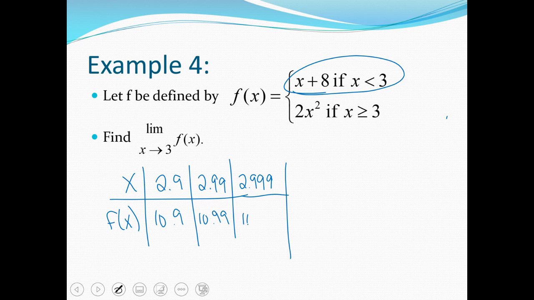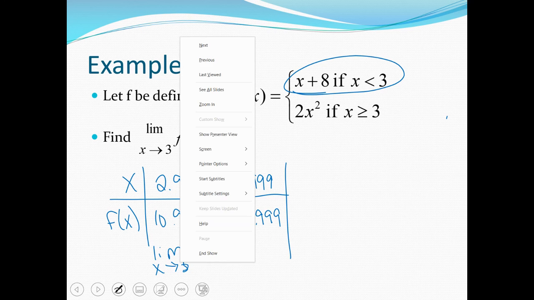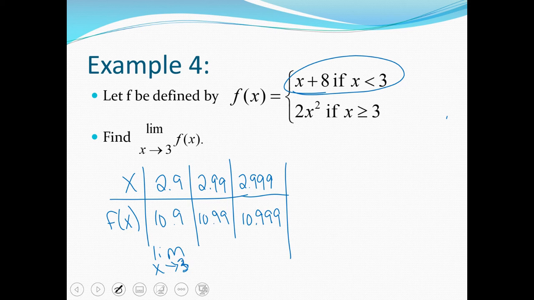10.99, and 10.999. So it looks like the left-handed limit, let's see if we can write this right. X approaches 3 from the left. Notice the 3 is, oh my gosh, it doesn't like it when I do that. Of f of x, make sure you put the f of x because it's like, what are you talking about? That's kind of like the same as plugging in when I say write a function, put f of x, the f of x needs to be there. So the limit as x approaches 3 from the left is 11. So as we approach it from the right, let's see what it equals.